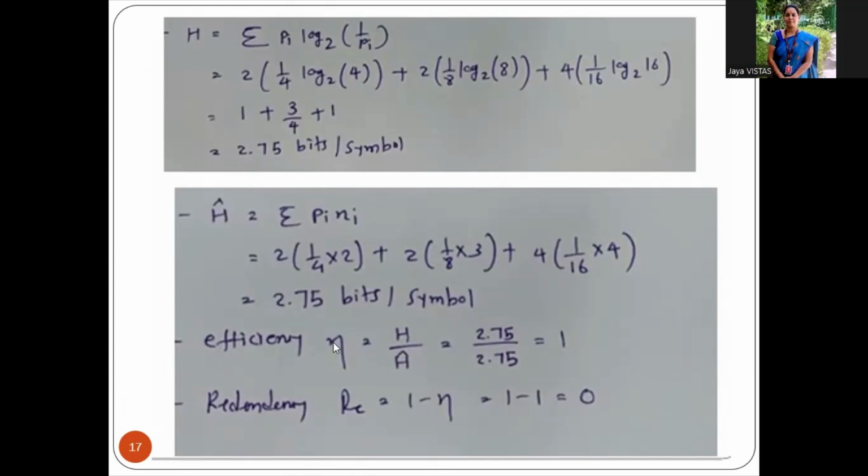Then find the efficiency. Eta is equal to entropy divided by the average code word length. Here the average information, that means the entropy, and the average code word length are both the same, 2.75 bits per symbol. So it is 2.75 divided by 2.75, which is nearly equal to 1. So we got 100% efficiency in this source. And 100% efficiency means definitely the redundancy is 0.